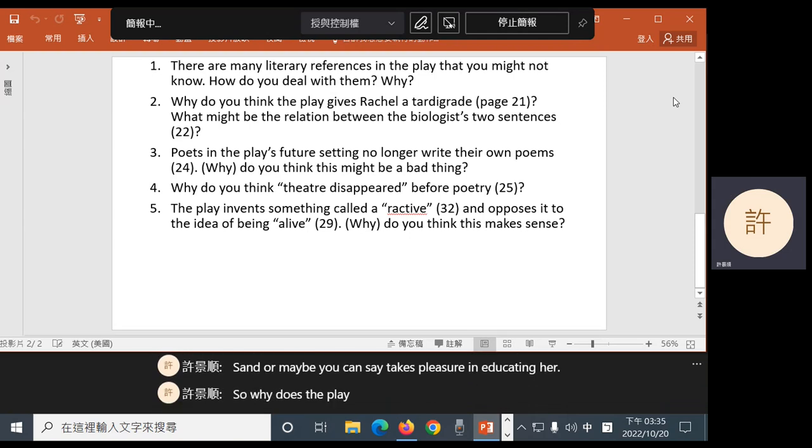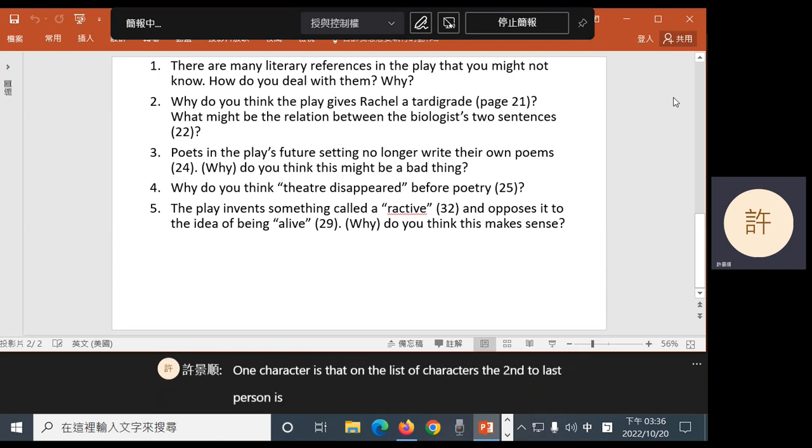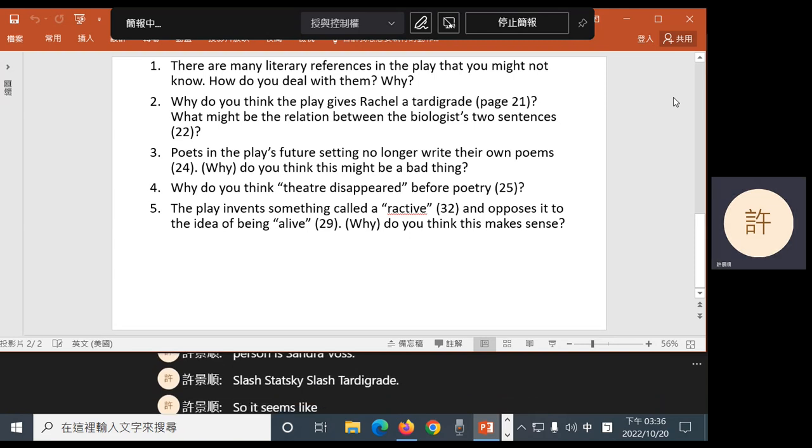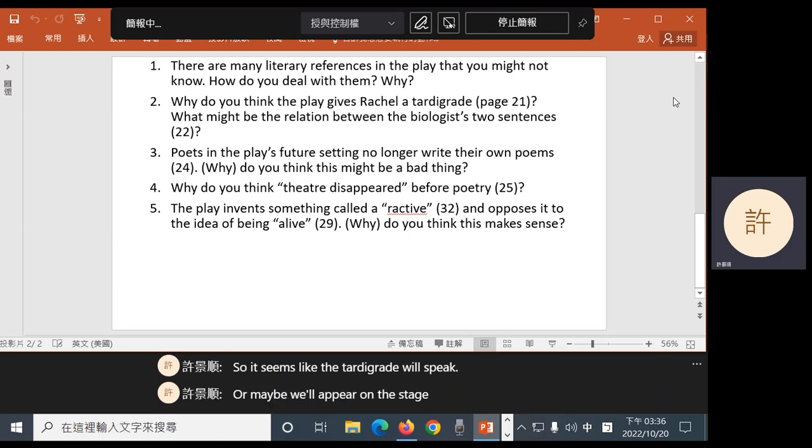So why does the play give Rachel a tardigrade at this point, as a symbol, right? A symbol of how Rachel could successfully navigate her life now that she realizes that she is not usually alive inside. But the tardigrade itself will later have a slightly bigger role to play. If you remember from the front of the play, the list of characters, the second to last person is Sandor Voss / Stetsky / Tardigrade. So it seems like the tardigrade will speak, or maybe will appear on the stage being acted by a person. So maybe that will become more important later.